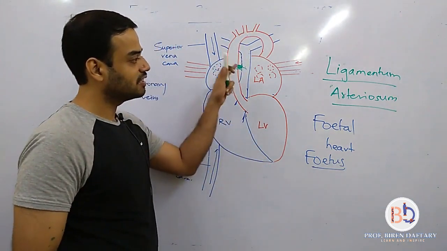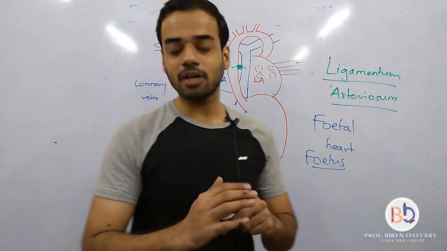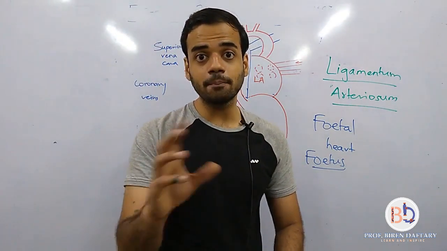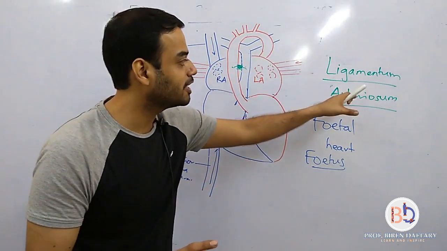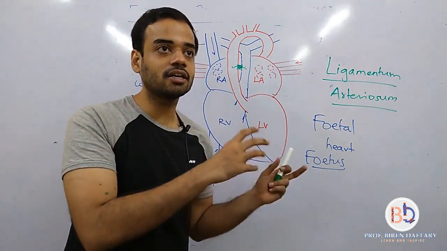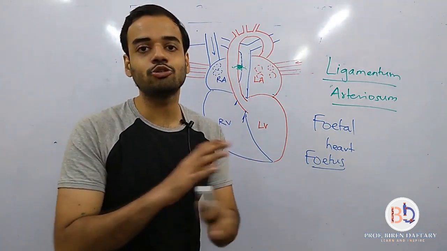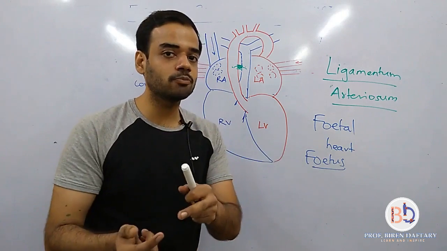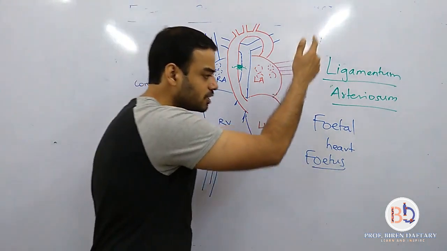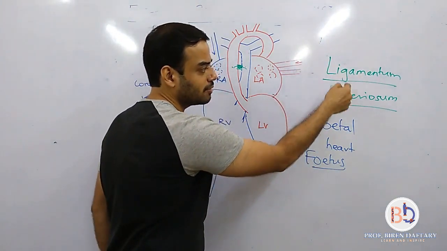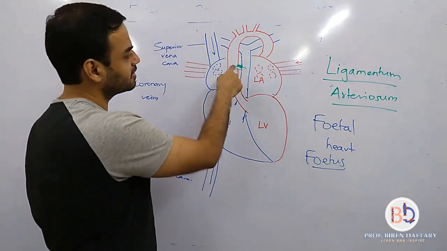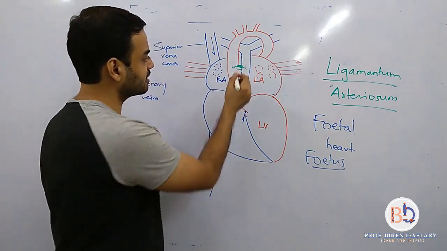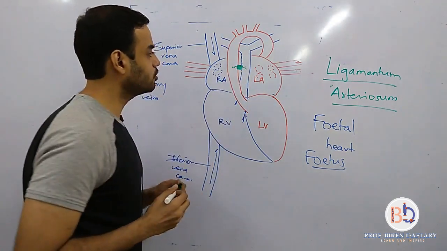I hope ductus arteriosus and ligamentum arteriosum are clear. Both are Latin words, don't get confused. Some people write that ligamentum arteriosum is present in the fetus and ductus arteriosus is present in adults. No, the opposite. Ductus arteriosus is in the fetus, and after the baby is born, it quickly gets converted into ligamentum arteriosum. Same thing, but this passage is now blocked, so blood cannot enter from here to here. Is this clear? Okay, so I have written it over here.